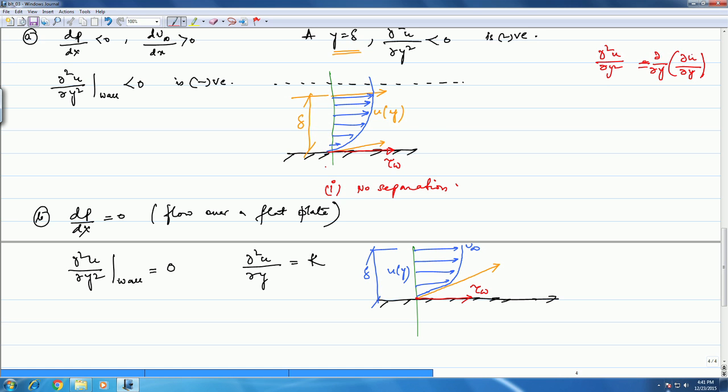Okay. Now, in this case, however, it is 0, right? Del 2u del y2 is 0 here and negative here. All right. So in this case, the point of inflection is actually at the wall, because beyond 0 it will become negative, right? So the inflection point is therefore here. So here it becomes linear, and then at the edge of the boundary layer it is negative. Okay.